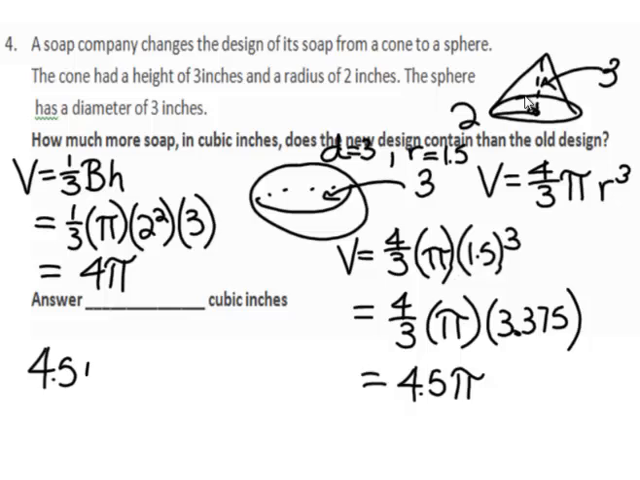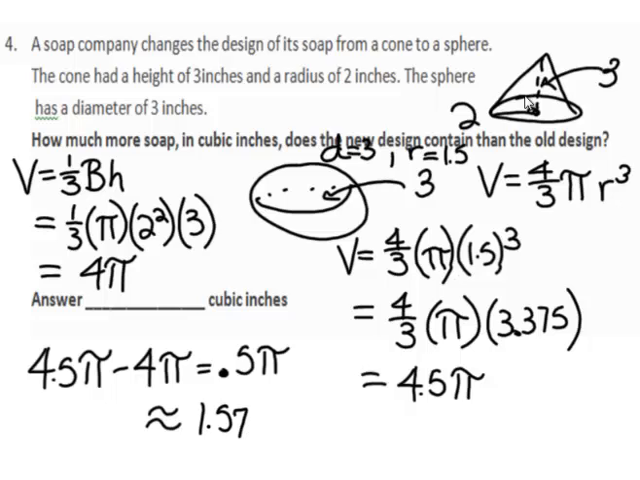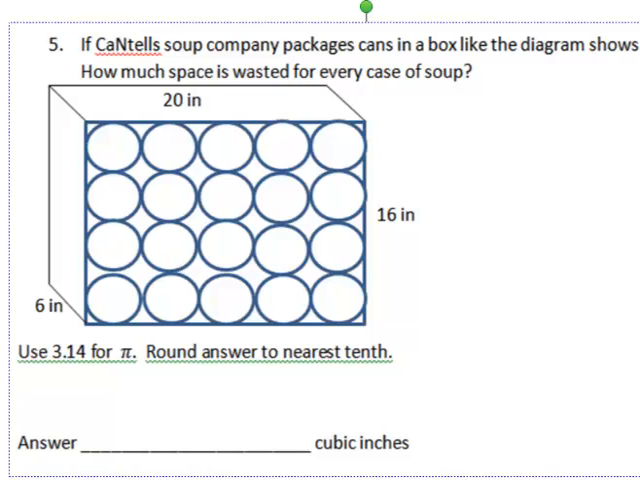So the question is, how much more soap does the new design contain than the old design? Well, 4.5 pi is the new design minus 4 pi, the old design, is 0.5 pi, which is about 0.5 times 3.14, 1.57 cubic inches. Okay? 1.57 cubic inches. All right.